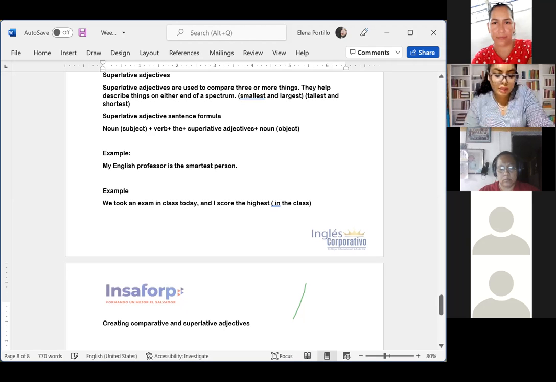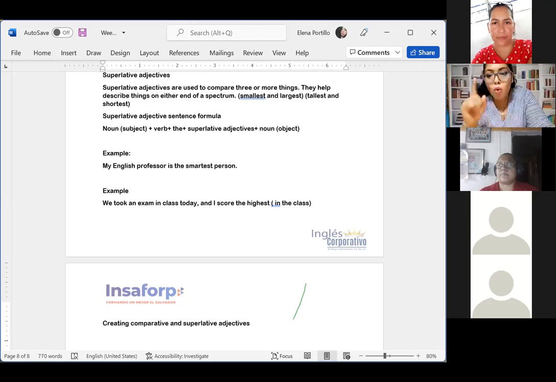So in this case, it said, changing an adjective into its comparative or superlative form depends on the number of syllables. And this is the part that we were talking about yesterday. In this case, we are going to talk about how many syllables a word has. And we are going to create the superlative and the comparative.